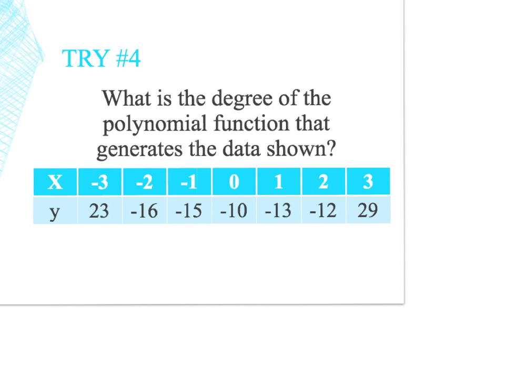All right, so we're going to do the same thing on try 4. All right, so let's state our differences. So from 23 to negative 16, we're decreasing. Let's see, that's decreasing by 39. From negative 16 to negative 15, we're increasing by 1. From negative 15 to negative 10, we're increasing by 5. From negative 10 to negative 13, we are decreasing by 3. From negative 13 to negative 12, we are increasing by 1. And from negative 12 to positive 29, we are increasing by 41.